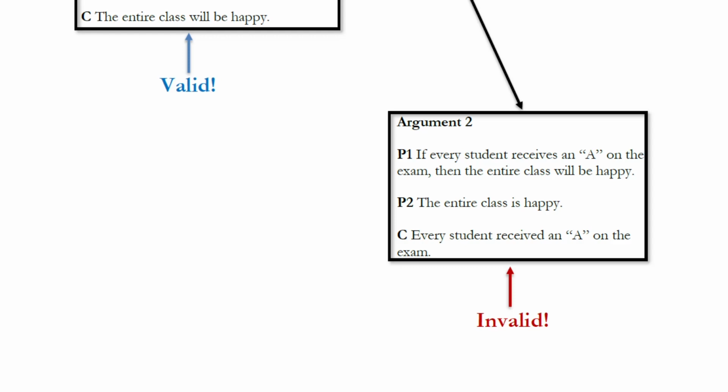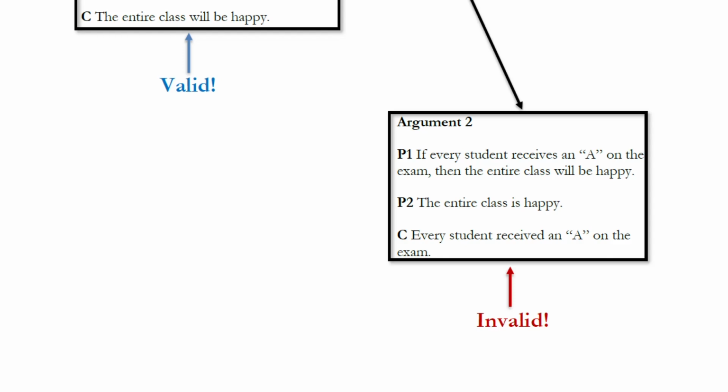To put the point another way, P1 of the argument tells us that happiness will be the consequence of the entire class getting an A on the exam. But it does not tell us that the happiness of the students is uniquely dependent on getting an A on the exam. However, this is precisely the inference that argument 2 attempts to make. Argument 2 assumes that the only way the students can be happy is if they get an A on the exam, but nothing in the argument actually implies that.